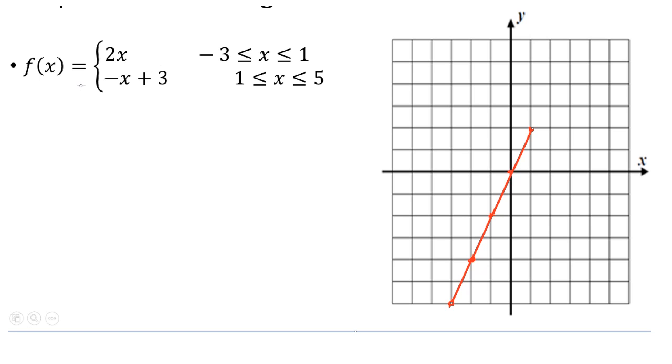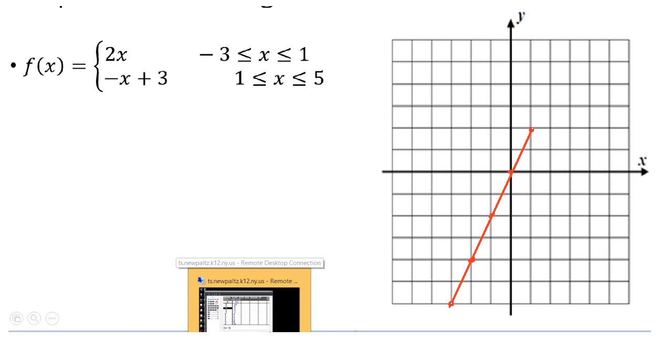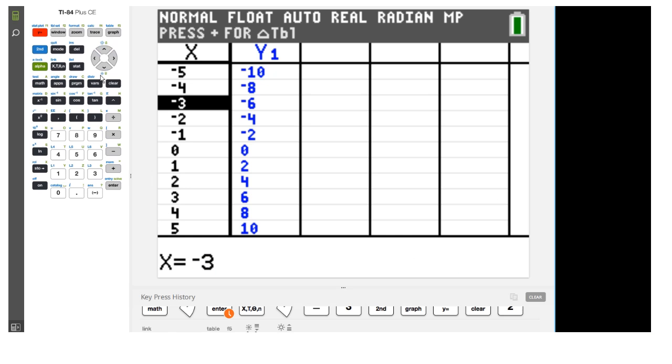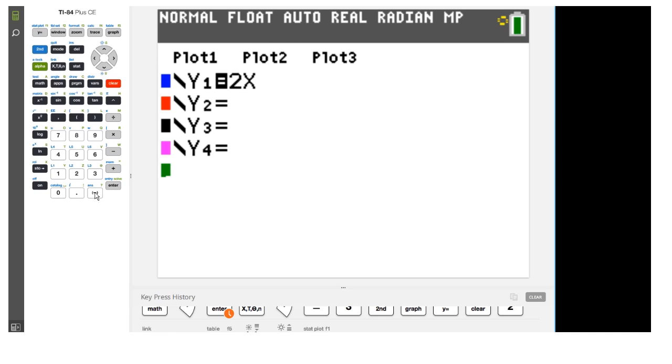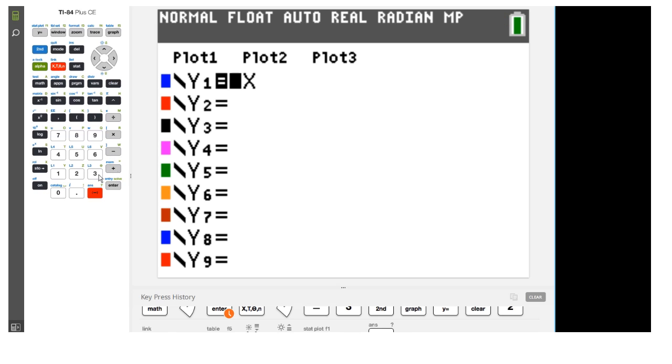Now I need to graph the second piece of this piecewise function, so I'm going to go back to the calculator. I'm going to clear y equals and put -x plus 3 instead. I'm going to look at the table of values to find accurate points that I can graph.